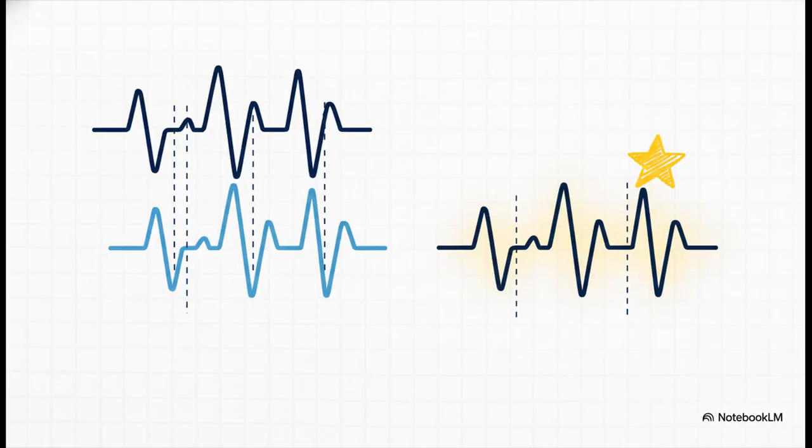So what even is autocorrelation? How do you measure how predictable a signal is? Well, picture this. You take a copy of the signal and you slide it over the original, one sample at a time.